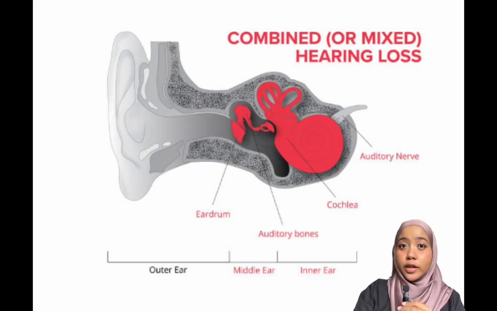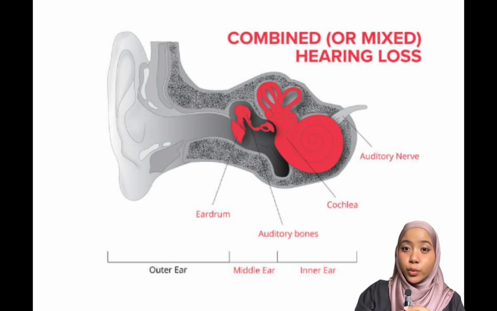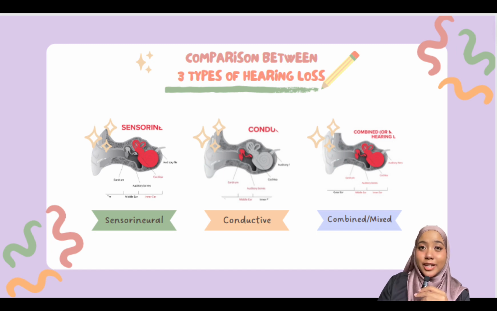So now we are going to dive into our first topic for today, which is mixed hearing loss. So what is mixed hearing loss? Mixed hearing loss is a phenomenon where there is an issue with the middle or outer ear in addition to the inner ear. And this will make the hearing a lot worse compared to the other two types of hearing loss. I have just mentioned the other two types of hearing loss, right?